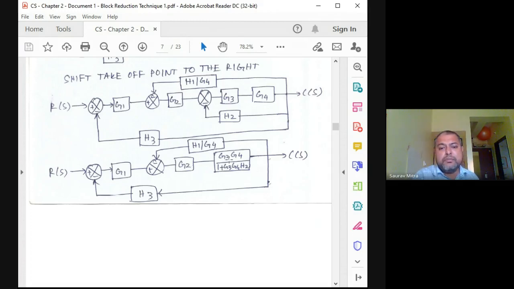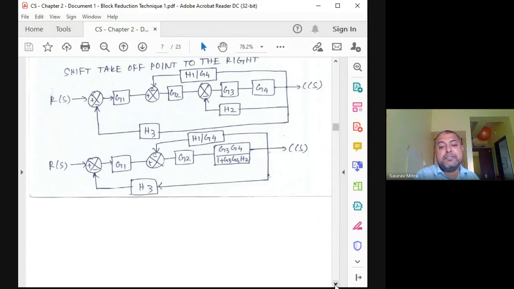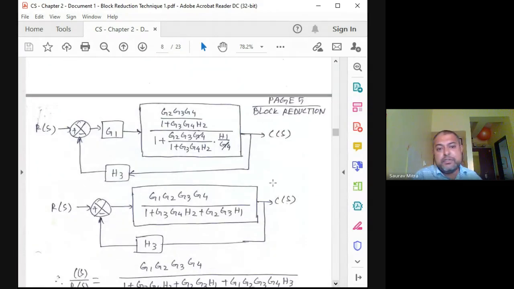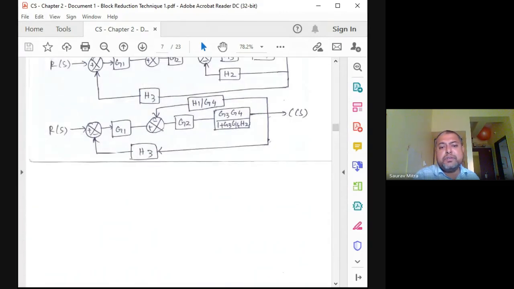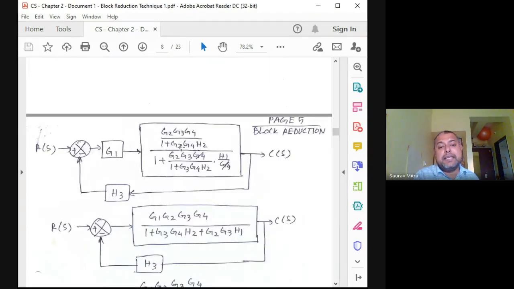So G2, G3, G4 divided by 1 plus G3, G4, H2, and that thing is in loop with H1 by G4. So that thing is solved next. And if you're solving it, two steps have been done together. One step is G2, G3, G4 divided by 1 plus G3, G4, H2. This is one multiplication. And then this with H1 by G4 forming a loop. So if you are doing that, what you are going to find is like this. Now the G is G2, G3, G4 divided by 1 plus G3, G4, H2, and again 1 plus GH, so G2, G3, G4, 1 plus G3, G4, H2 multiplied by H1 by G4.